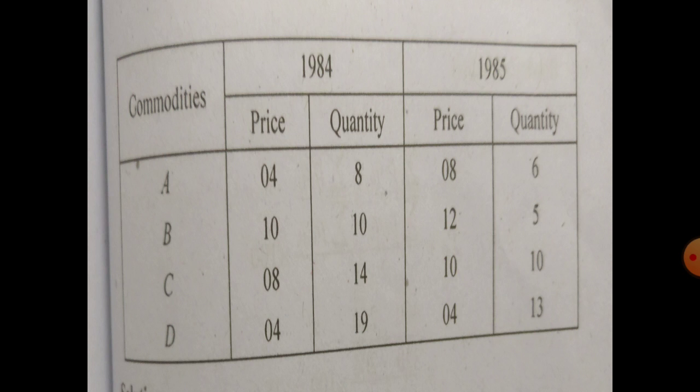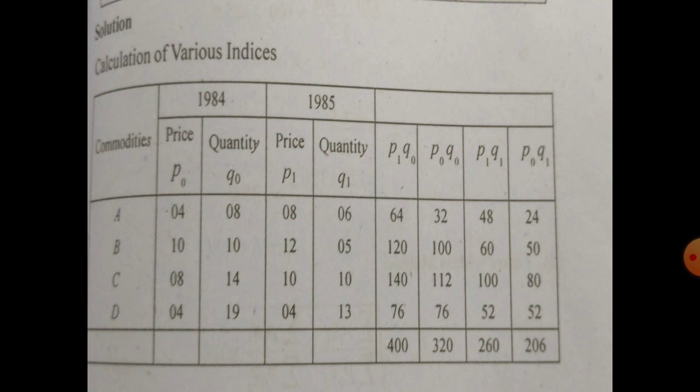So for price you have to substitute P0, P1. For quantity you have to substitute Q0, Q1. So for 1984, P0 and Q0 values are given. For 1985, P1 and Q1 values are given. Here we have 4 commodities. So now we have to move on with the solution. Calculation of various indices, with commodities, 1984, 1985.